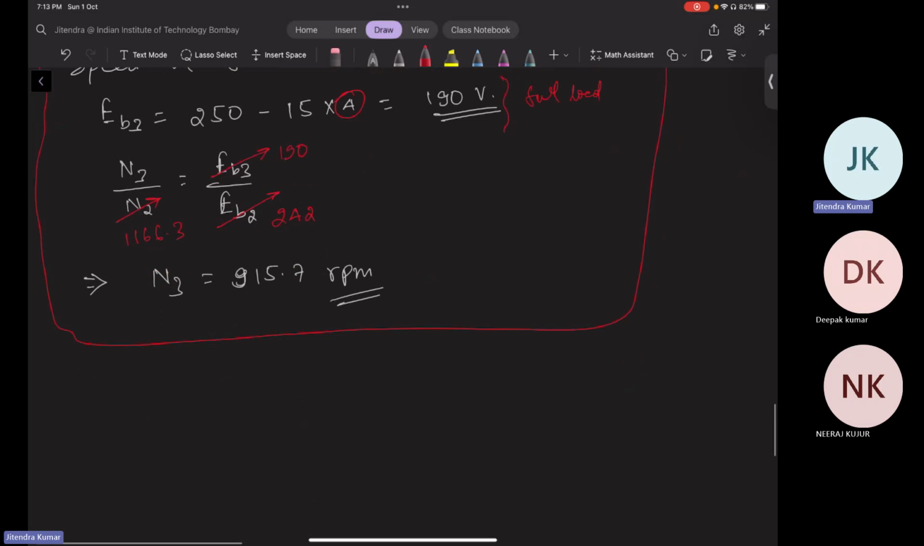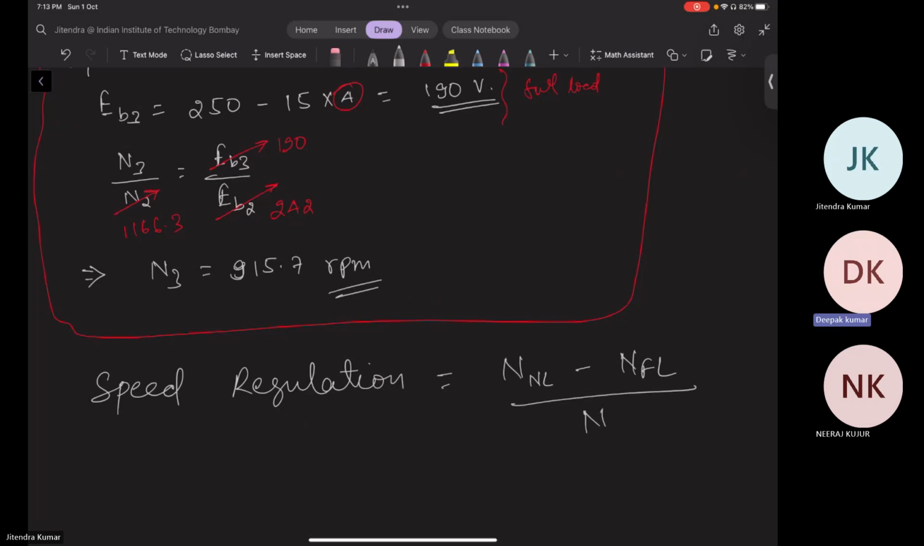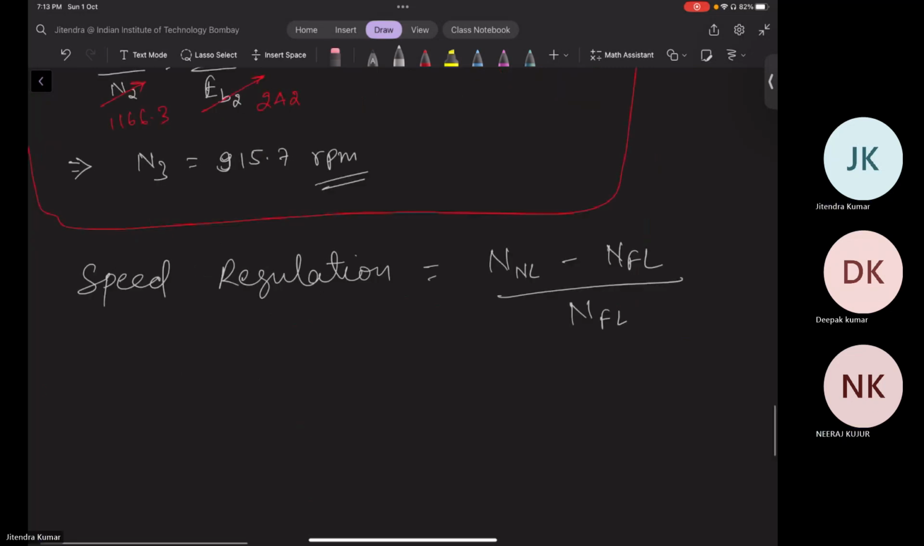So now the final question based on this part is what will be the speed regulation? What is the expression for this? No load minus full load by full load. Is it no load or full load? Actually, it depends. It varies from book to book, but I consider it as full load. So anyway, let's go ahead with that.